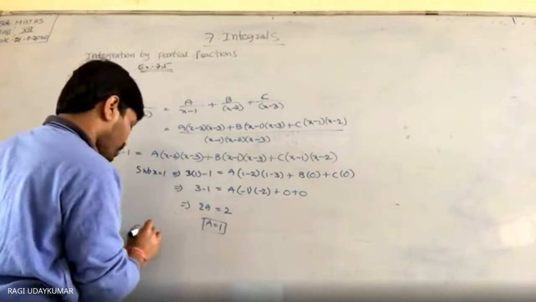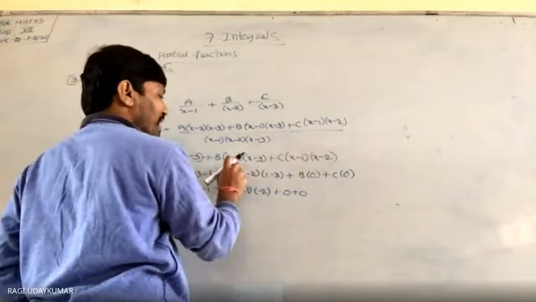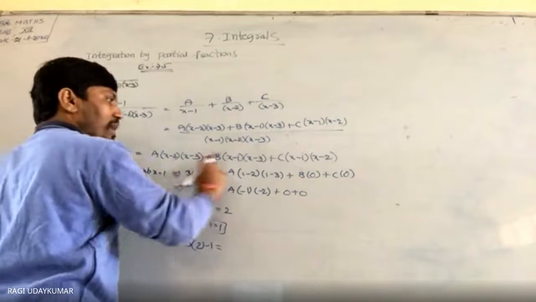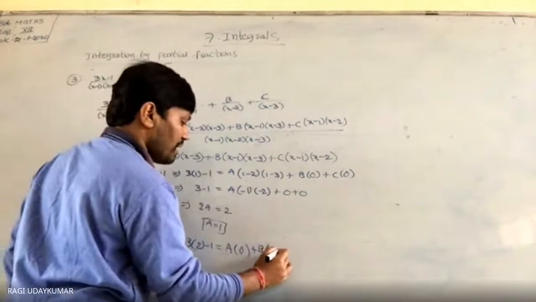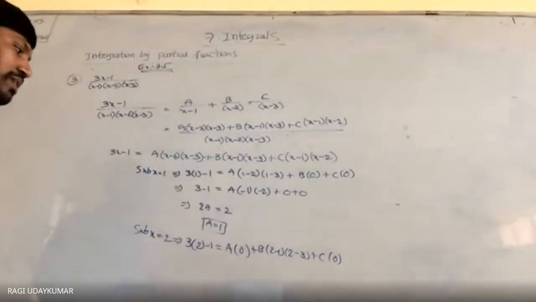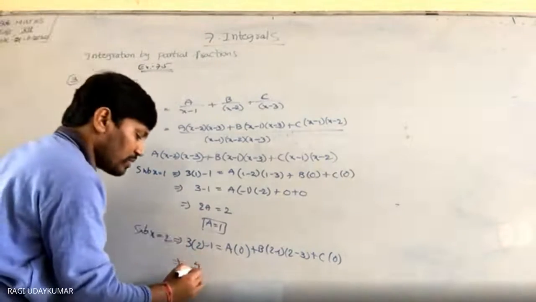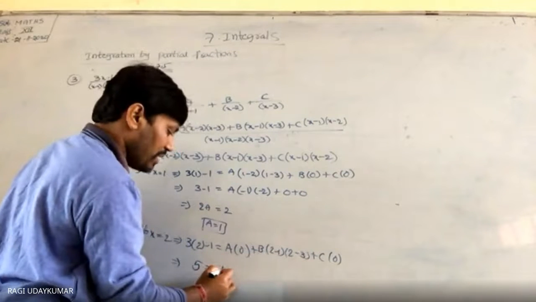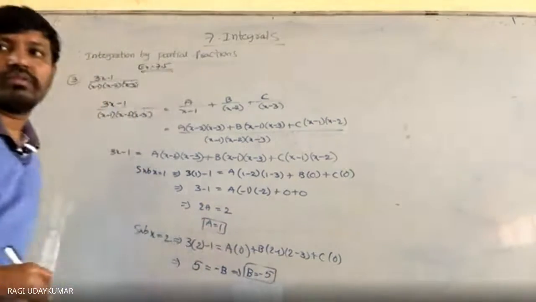Like this, substitute x is equal to 2. The other two terms become 0 and the b value comes. So 3 into (2 minus 1) is equal to a into 0 plus b into (2 minus 1)(2 minus 3) plus c into 0. It looks lengthy, but the problem is easy. 3 into 2 minus 1 is 5, and on the right we get minus b. So b is equal to minus 5.